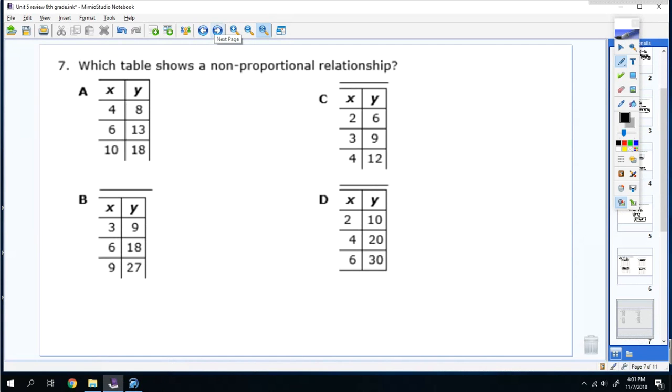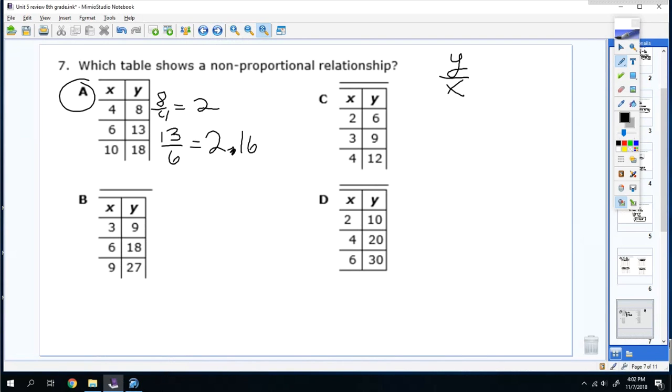Number 7, which table shows a non-proportional relationship? Well, another way you can check to see if it's proportional or not is you can create ratios and divide them. So what I mean by ratios, you create y over x. So y over x would be 8 over 4, which equals 2. Then the next one would be 13 over 6, which I can tell you right now does not equal 2. Instead, it equals 2.166 repeating. So this one is not proportional because the ratios would have to be exactly the same.